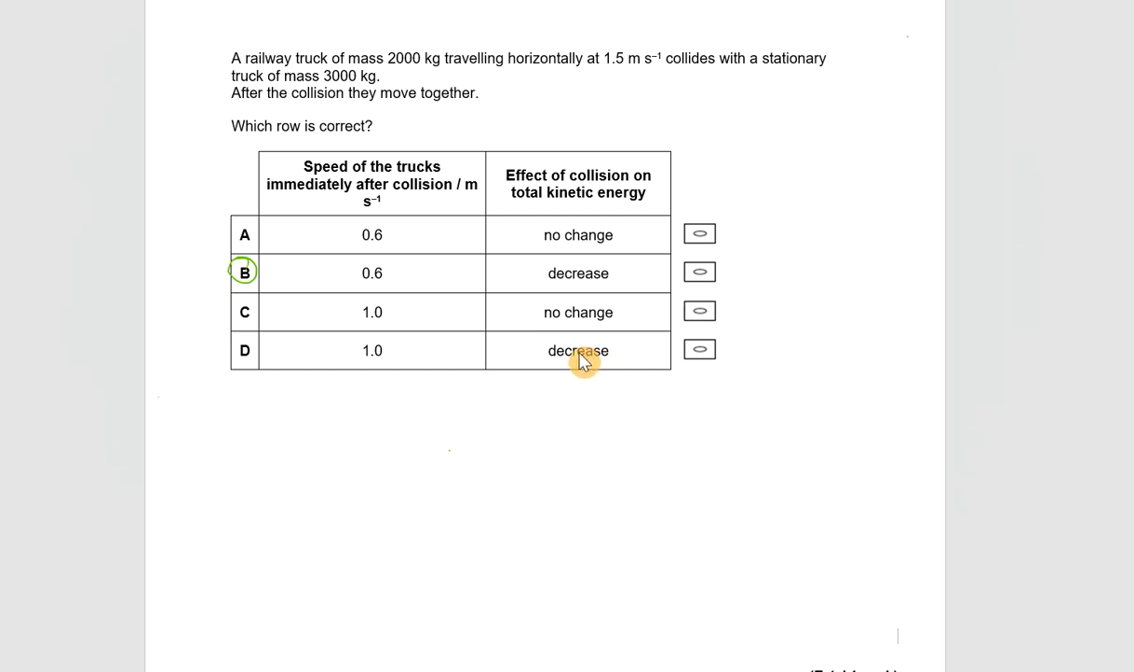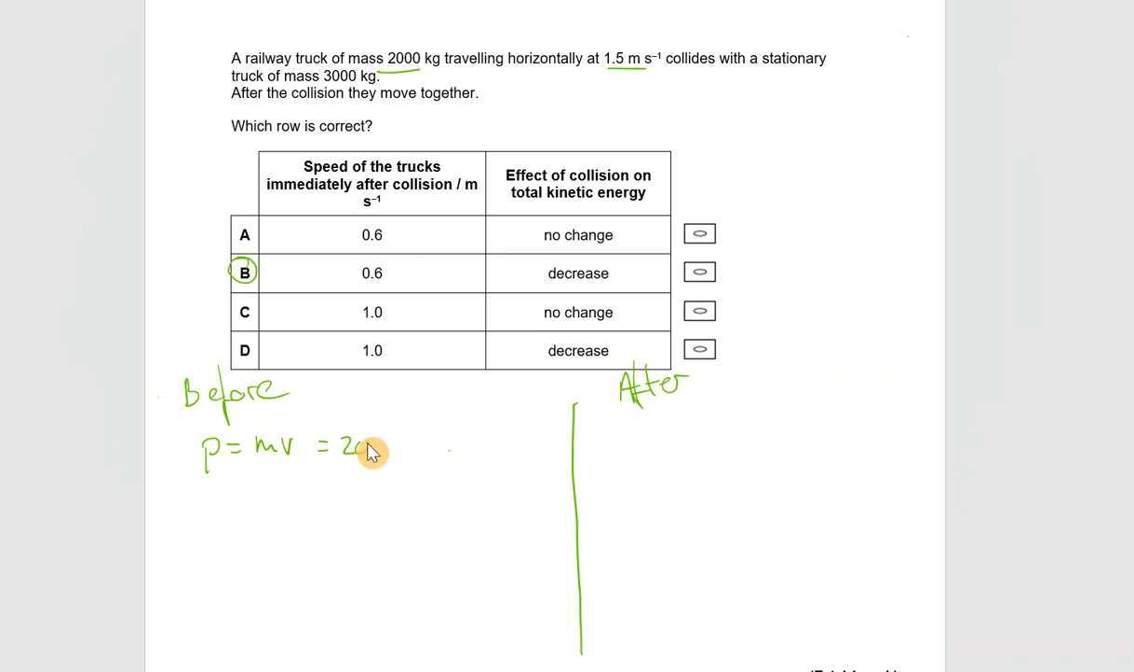and after situation. I quite like to put a line where I've got my before on the left hand side of the line and my after the collision on the right hand side of the line. So before the collision, I've just got this one truck moving at this velocity, so I could calculate its momentum. In fact, this will be the momentum of the whole system, because the second truck isn't moving at all.